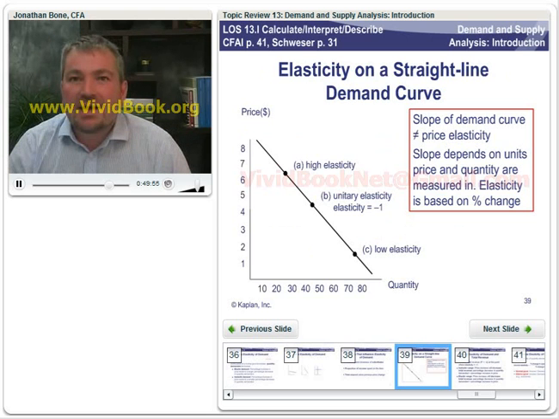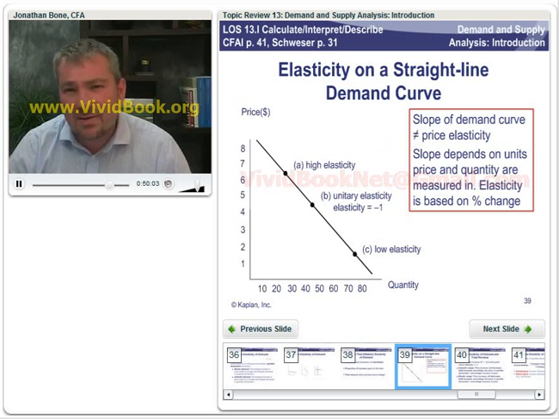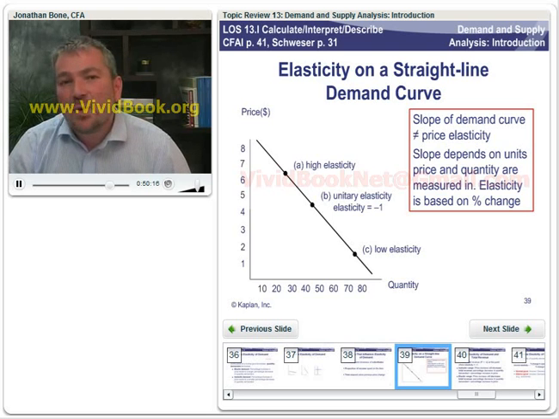Okay, so we're looking at elasticity on a straight-line demand curve. What we're saying is elasticity changes along the demand curve. That should give you a heads up that elasticity is not the same as the gradient of the demand curve. It isn't the same as the gradient. Can't be, otherwise elasticity would have to be the same on a straight line. Now, let's talk about point A. We're on a highly elastic part of the demand curve.